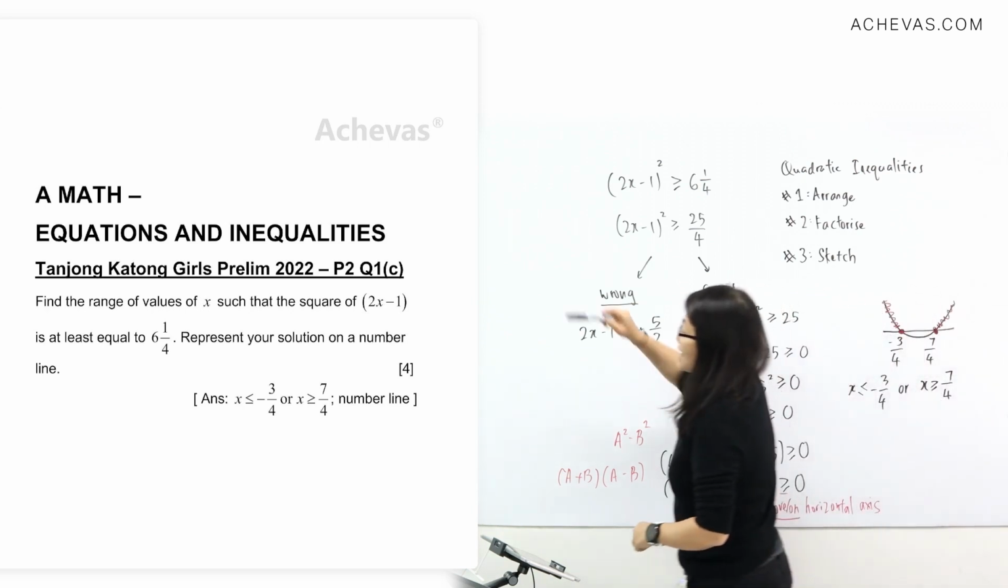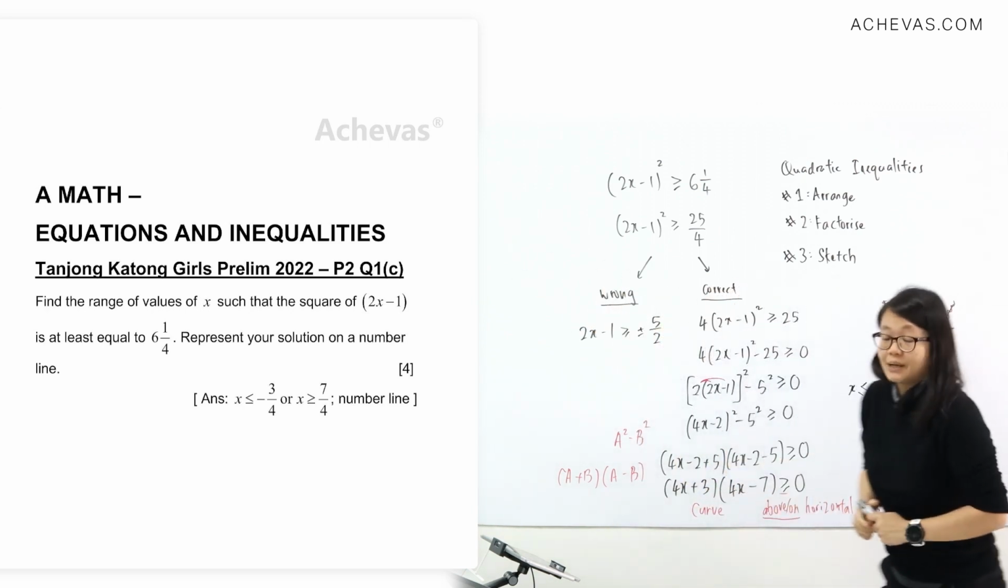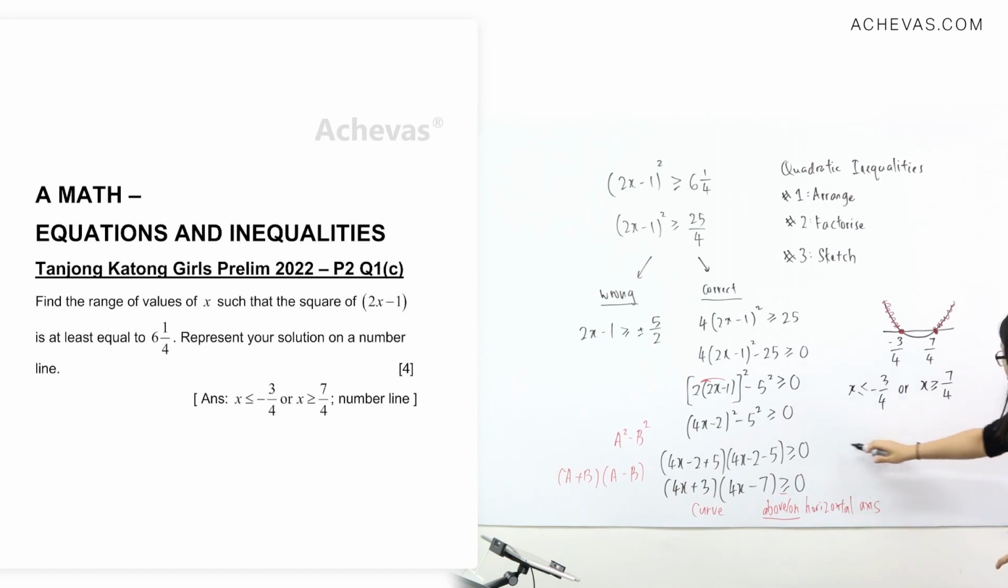Now this question asks us to represent also our solution on the number line. So I'm going to do that next. Draw a number line. Negative 3 over 4, draw towards the left. The next one, 7 over 4, draw towards the right.